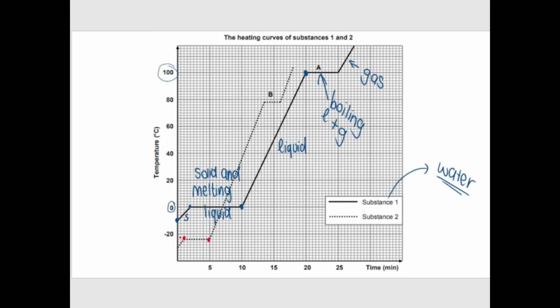The melting point of substance 2 is lower. Okay, over here again, this flat part of the graph represents the boiling point, the phase change, boiling or evaporation. It's much lower than substance 1. But let's jump into the questions.